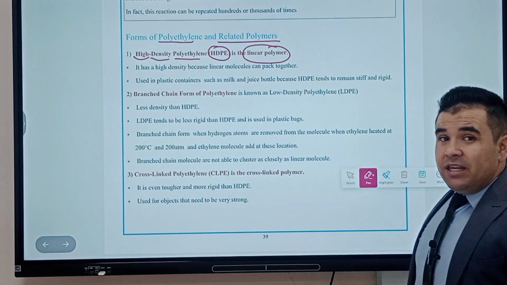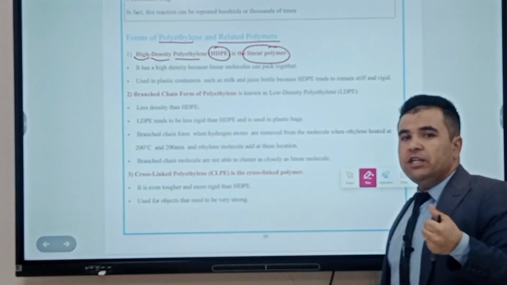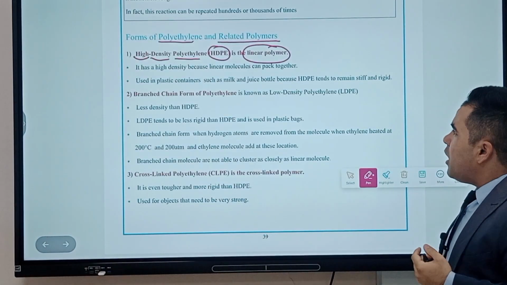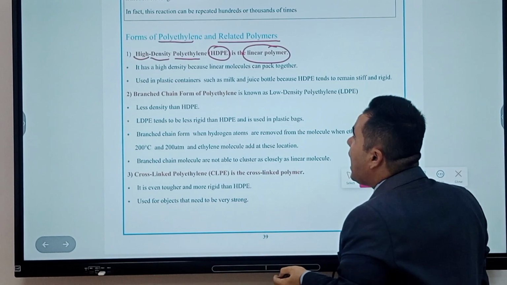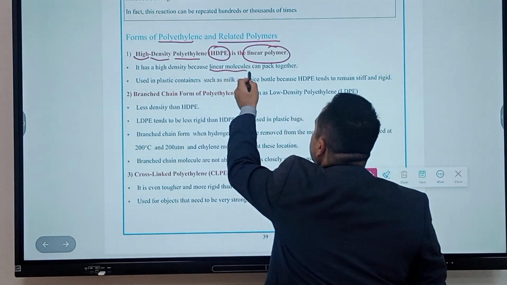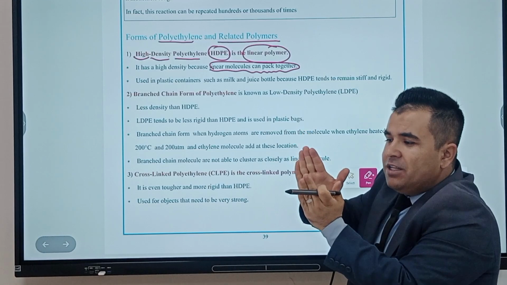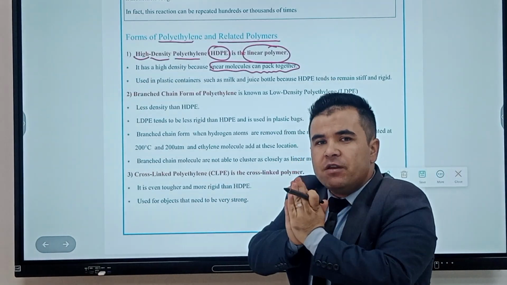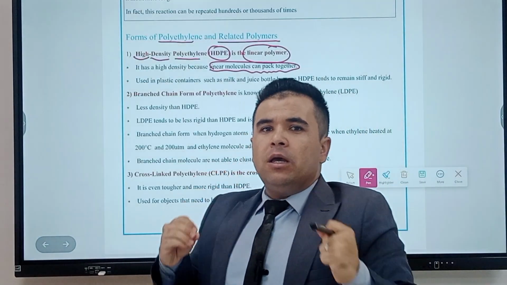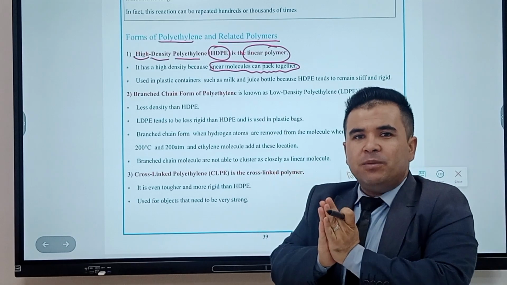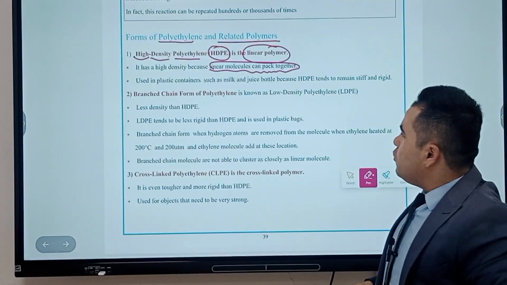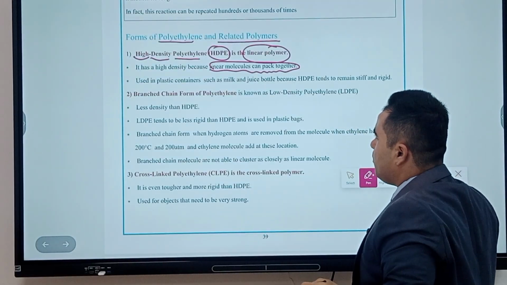We talked about linear, branched, and cross-linked. This type is a linear polymer. It has a high density because it's a linear molecule compacted together. We can pack the linear molecules together because of not having branches or bonds in between the chains, so it can be packed to increase the density of the molecule.